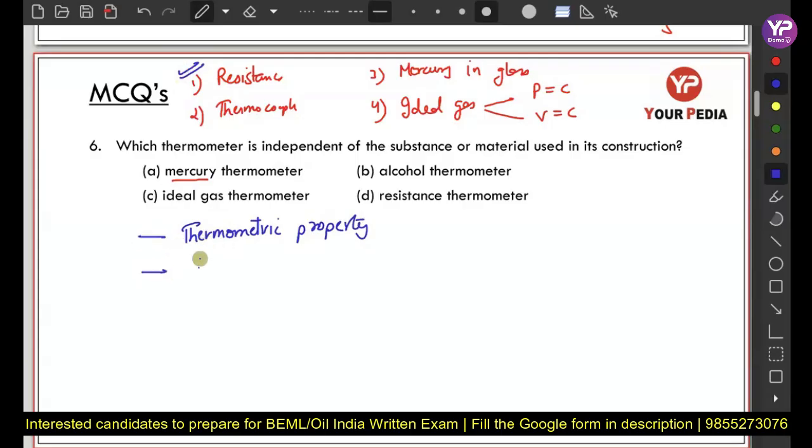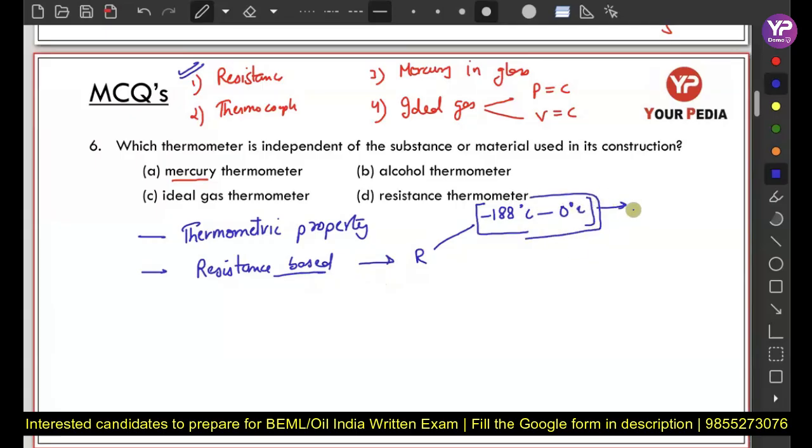So just remember that part. In the case of a resistance based thermometer, what is the thermometric property? Resistance is going to be the thermometric property. And I have told you we have different temperature ranges. If you are measuring the temperature from minus 188 degrees Celsius to 0 degrees Celsius, the thermometer is going to be a resistance based one in which you are using a platinum wire, and correspondingly the resistance is going to vary in this way here.